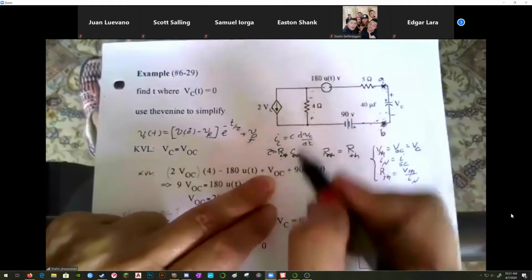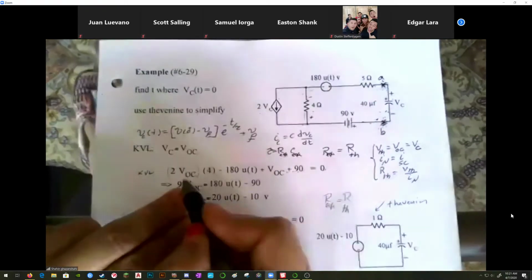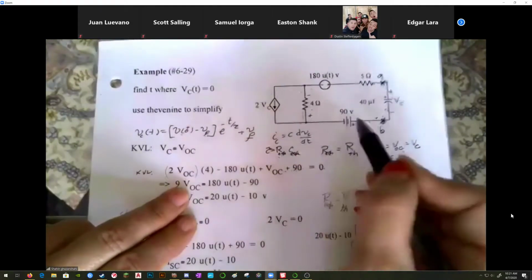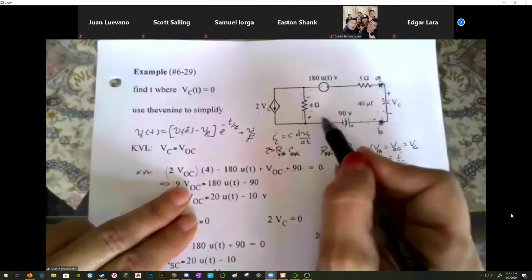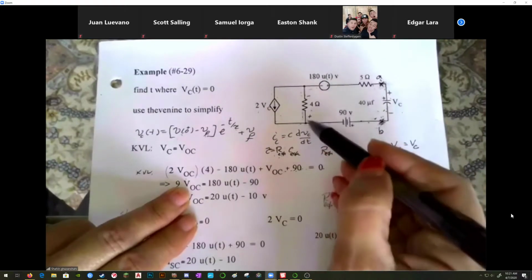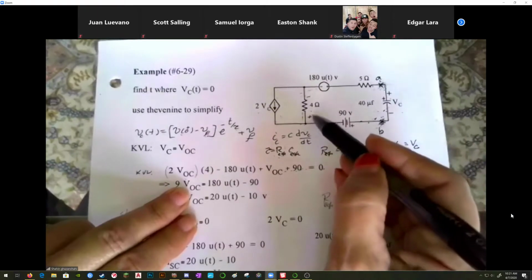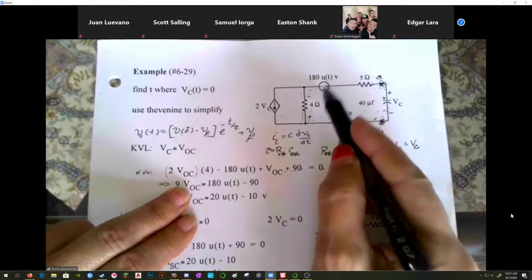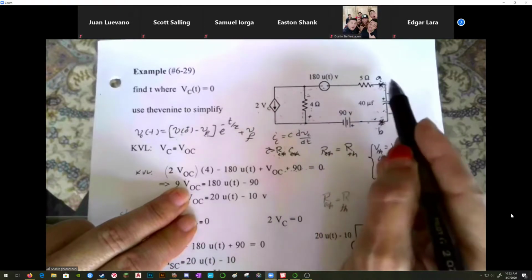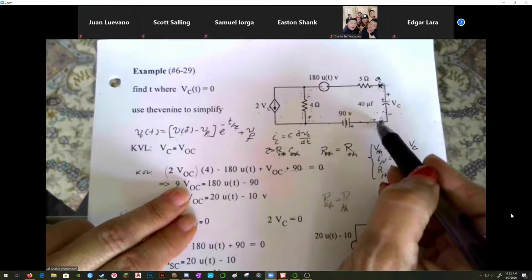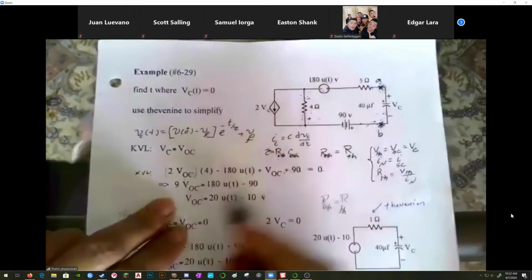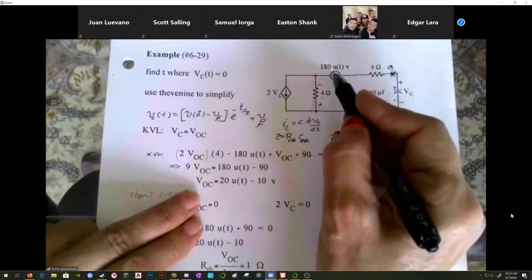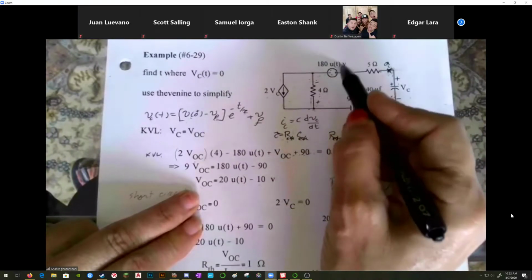So you close this loop, applying KVL. Any question in this equation? All this current goes here. Why? Because this is open. So no current goes to open circuit, correct? So I apply KVL to this loop, moving clockwise. You have the voltage here, which is this current times this, plus minus this voltage, plus the voltage here I call VOC, plus 90. So from here, you solve it for VOC. The answer, of course, is in terms of u(t), because this exists.